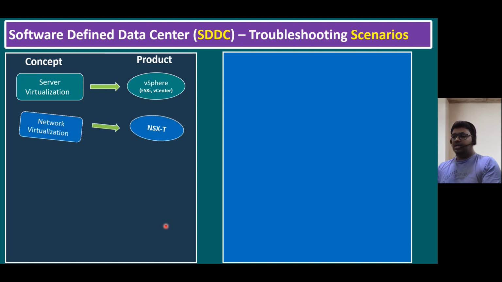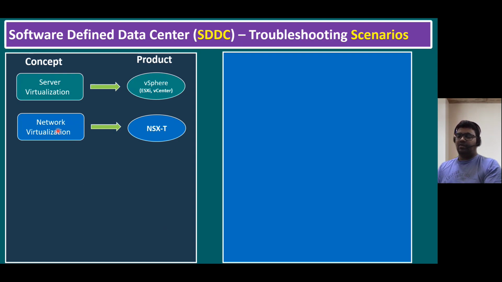The second concept is network virtualization. We have physical resources like physical servers and physical network devices, and one popular concept is network virtualization, and the product for network virtualization is NSX-T, the network hypervisor.